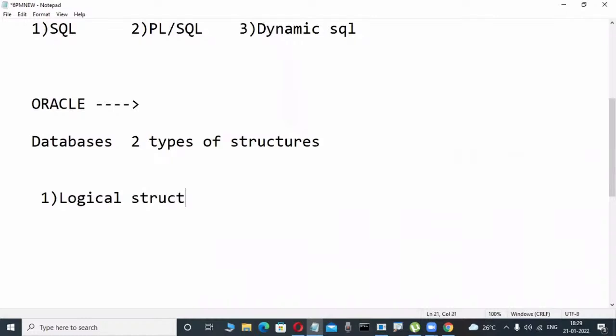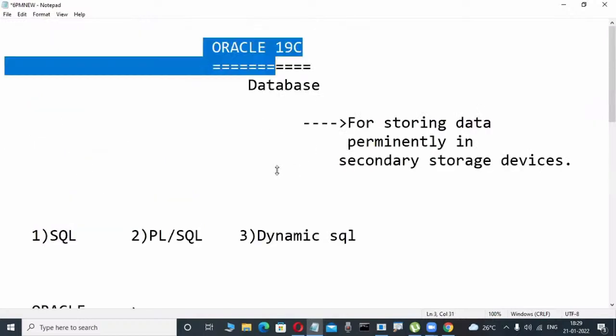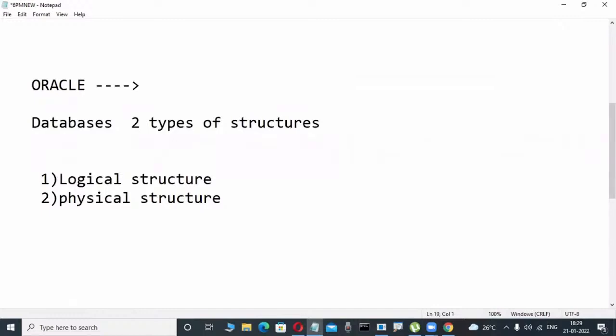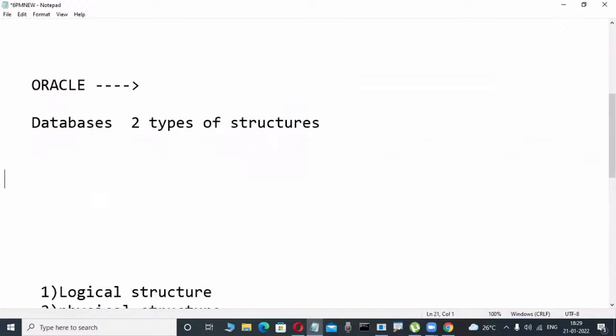Database means it is a place where we can store structure. Here one is logical structure. Another one is physical structure. Before we tell what the logical and physical structure are in every database software, consider the database definition in books. So many fellows are writing it like this. Today at least you will understand.